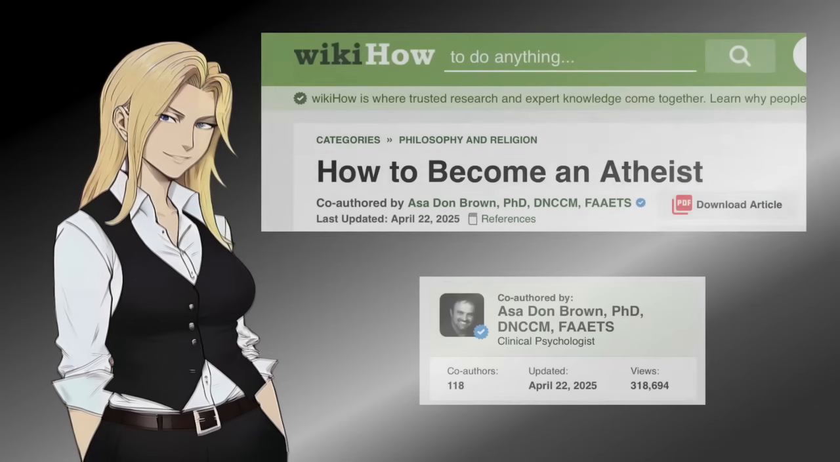There is your WikiHow to be an atheist in 11 steps, plus some warnings and some other stuff. And there's more on that page. We didn't cover it all.